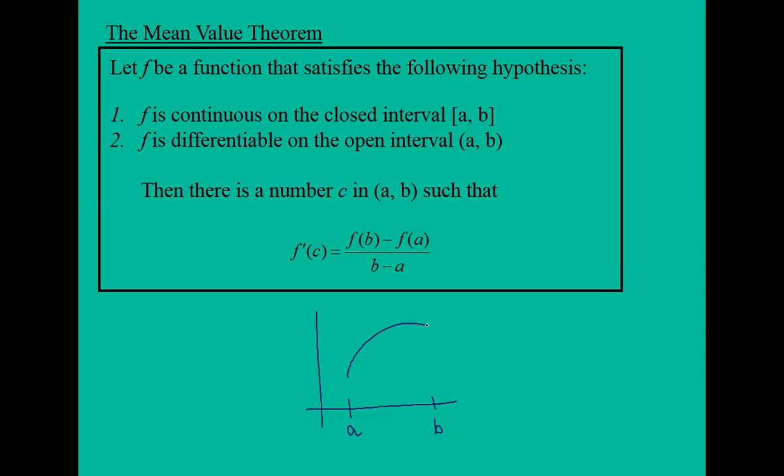This diagram will help you remember the mean value theorem, because this is saying that if we draw the secant line between these 2 points, how would we find the slope of that secant line? This would be f of b minus f of a, all divided by b minus a. That's how we would find the slope of that secant line.